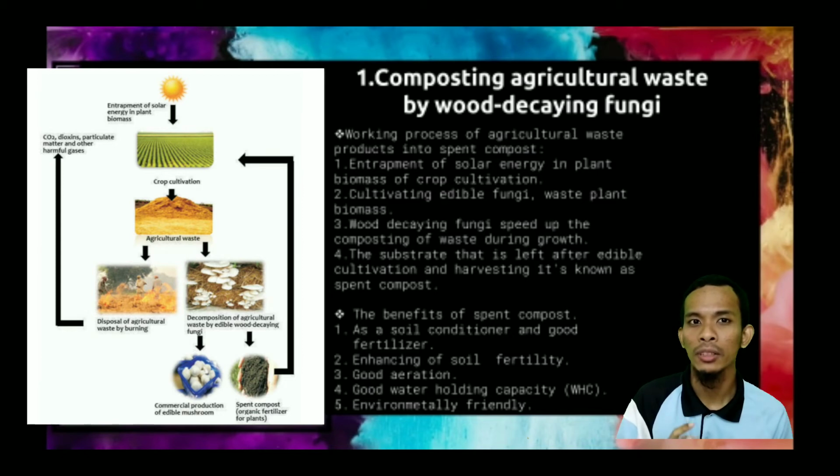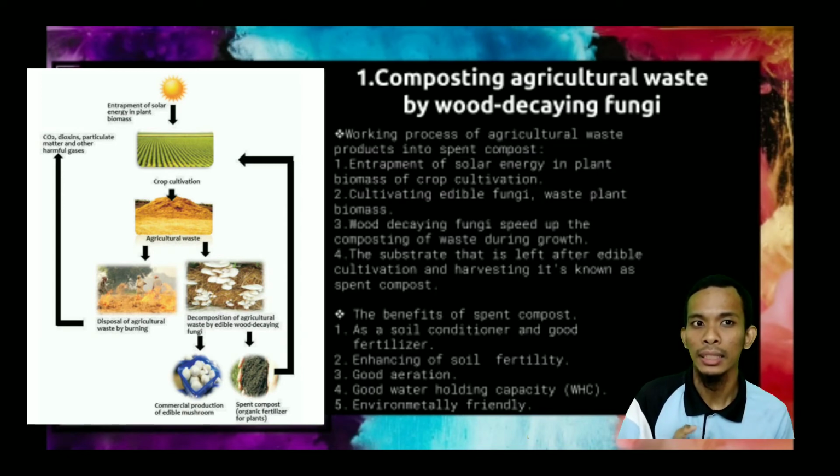After that, for cultivating edible fungi, waste plant biomass such as straw, sawdust, bagasse, cotton seed hulls, and other agriculture waste can be used. Next, wood decaying fungi speed up the composting of waste during growth by breaking down the complex components of lignin, xylem, cellulose, and hemicellulose, producing bound sugars, amino acids, and other mineral forms, and converting it into organic fertilizer.